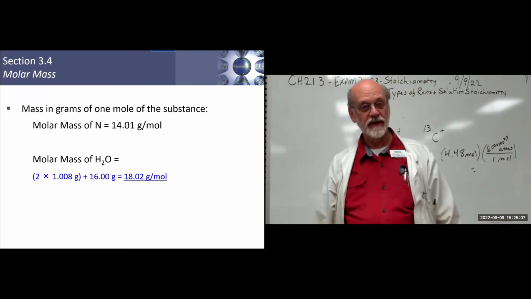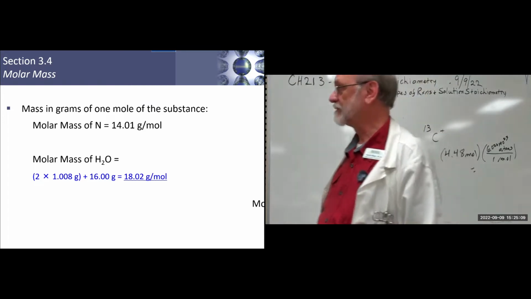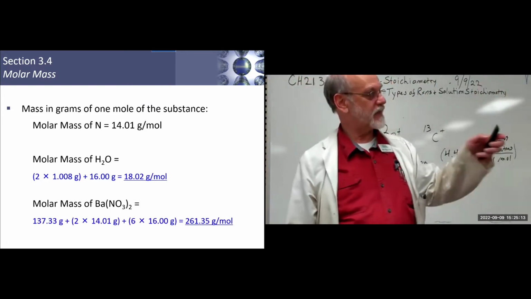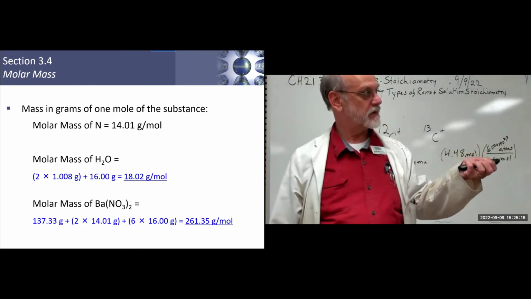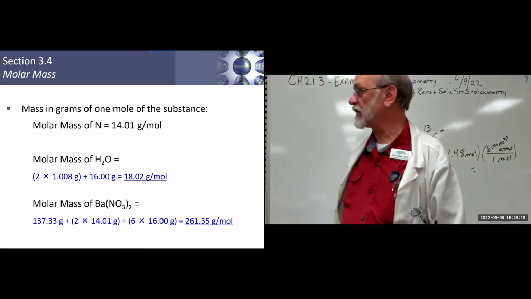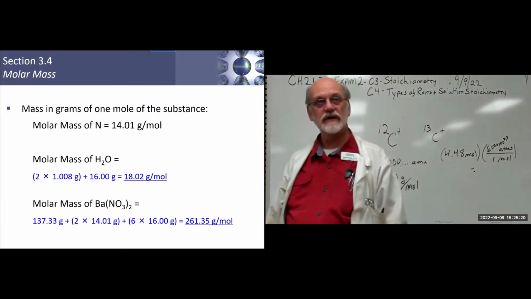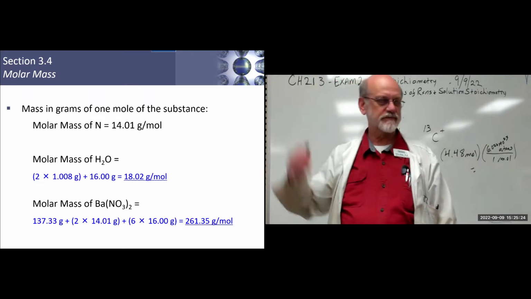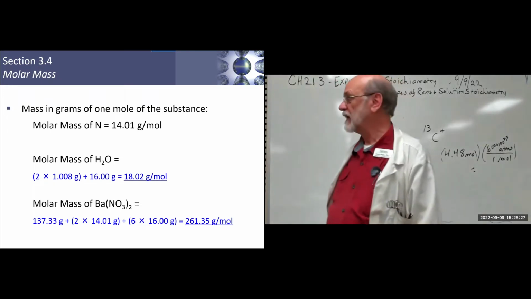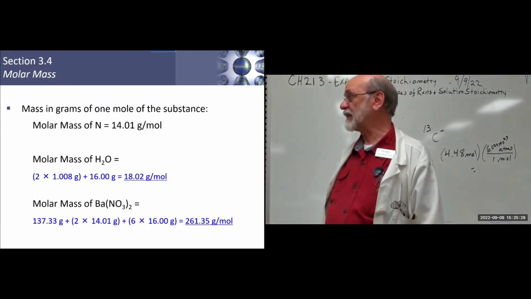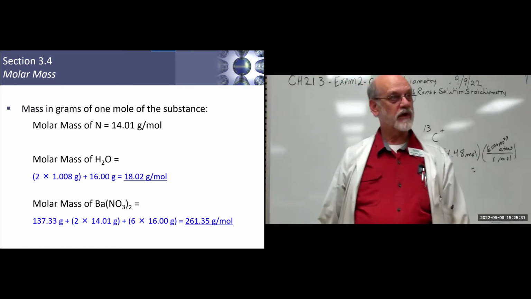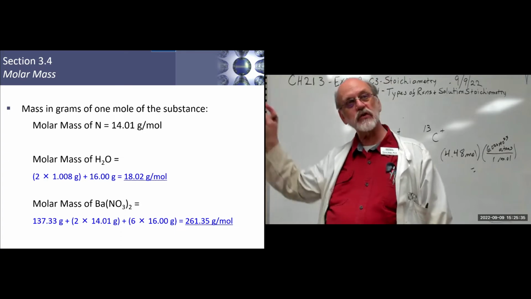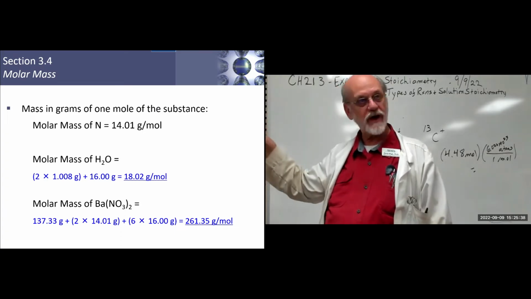Like this one, barium nitrate. So you look up barium, it's way down there, right here. Barium's 137.33 grams per mole. We left the per mole out just for convenience. And how many nitrogens do you have? Well, that nitrate has a subscript. So you got 2 nitrates, which means you have 2 nitrogens and 6 oxygens.